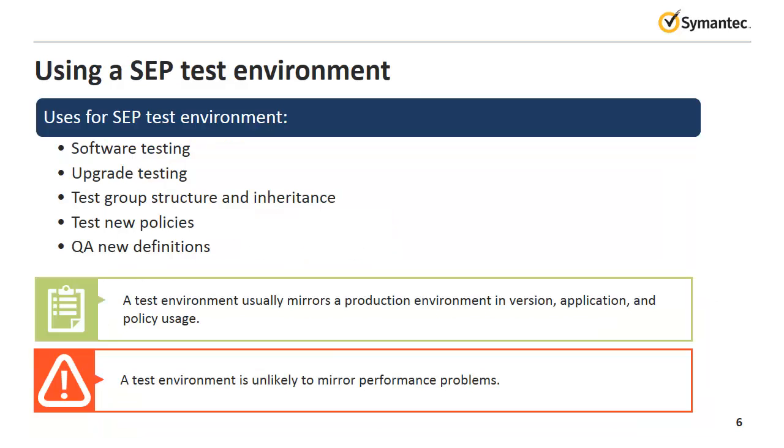Although a test environment is unlikely to mirror performance problems, you can use it for testing changes to your production environment. For example, if you're planning a migration to a newer version of SEP, you can also deploy group structure and policy changes. It's a good idea to have your test environment mirror production and that it's virtual so that you can roll back tests easily.